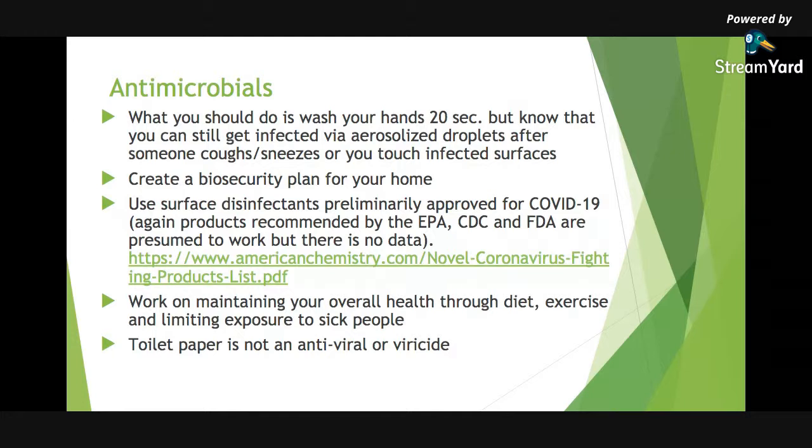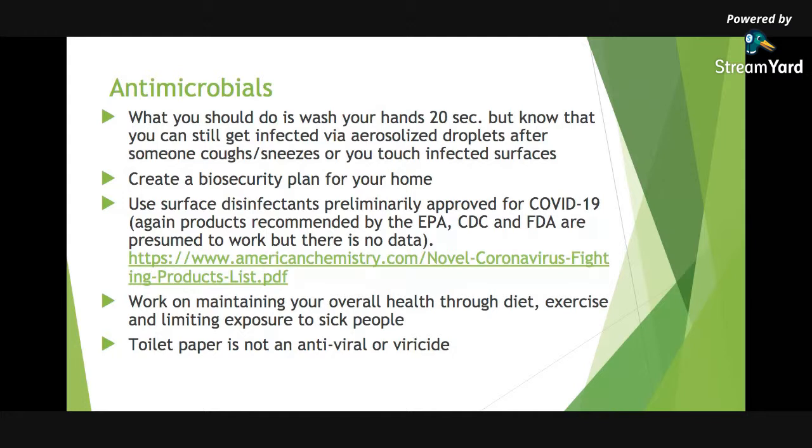So the best thing you can do in your household is create a biosecurity plan for your home. Like when I talked about what biosecurity was on a farm, you're controlling the flow of traffic and things. You're controlling what comes in, what goes out. And if you have infected people, you're making sure they're staying home, they're being treated, or they're being isolated and quarantined away from everybody else and things like that.